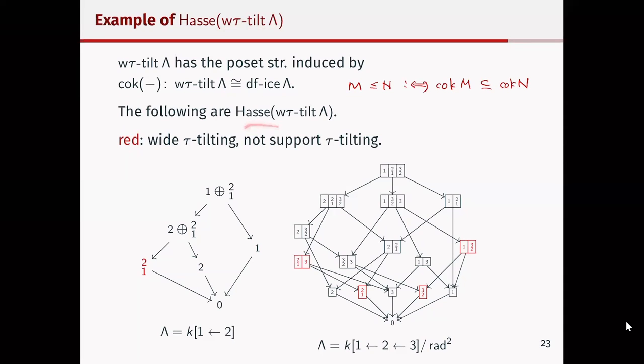And following are two examples of the Hasse quiver of wide tau-tilting lambda-modules. The black vertices are support tau-tilting modules, so this is the Hasse quiver of support tau-tilting modules. In this case they're complicated, and the red ones are new wide tau-tilting modules which are not support tau-tilting. So in this case we add this, and in this case we have to add this.